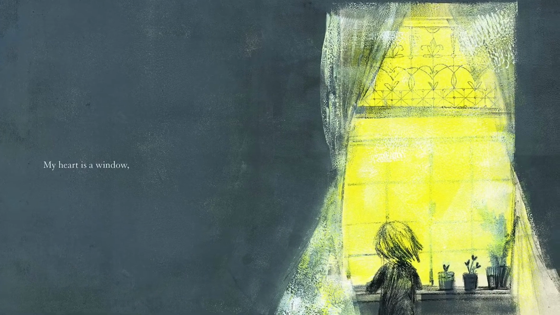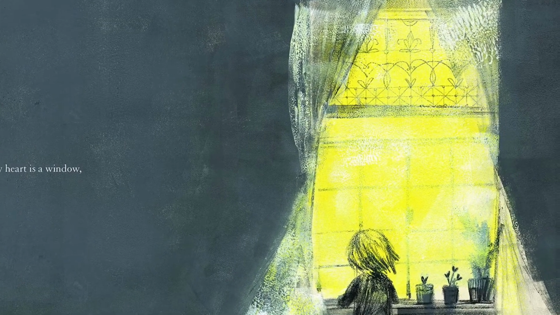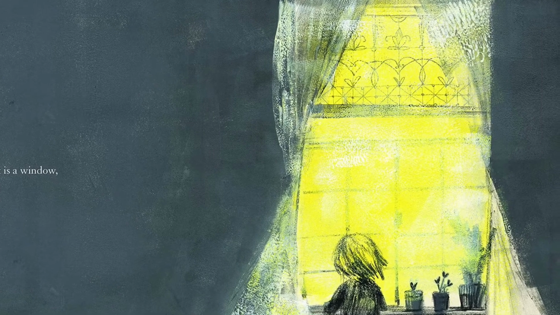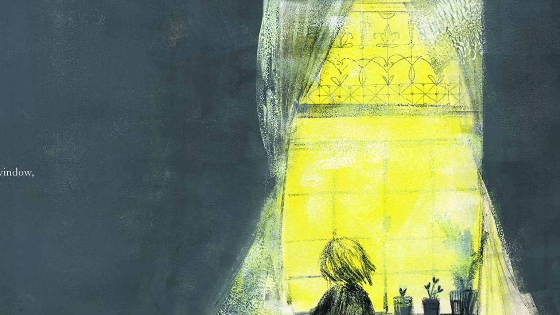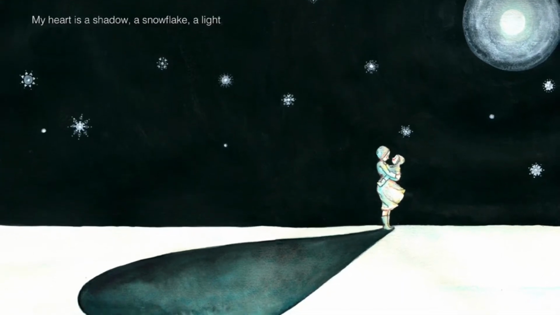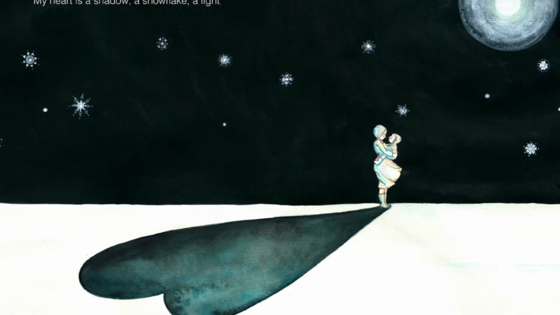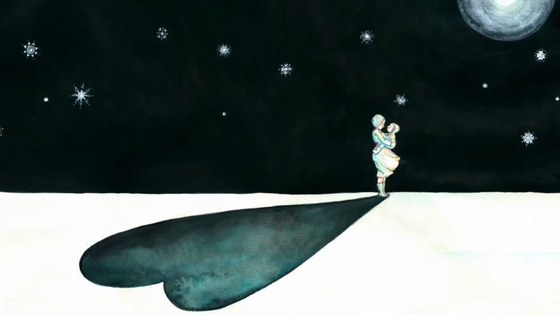Here is one of the images from her book. It says, "My heart is a window." You'll notice there are little hearts in the plants and in the glass at the top of the window. This next page says, "My heart is a shadow, a snowflake, a light." You'll notice the shadow is shaped like a heart, and if you look really closely, you can see hearts in the snowflakes.